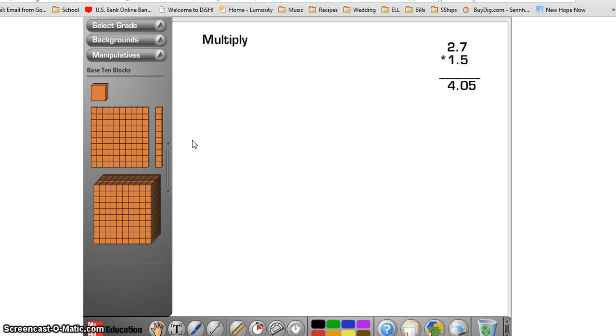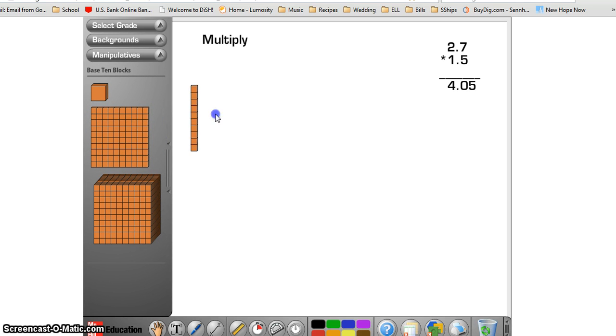When multiplying with base 10 blocks with decimals, it's really important to remember that you have to change your unit. Because if you use a flat as your unit, you're just going to have way too many flats, and then you're going to have to use the cubes here, and that's just not going to be helpful. It's going to be too much to do. You're going to have a lot of base 10 blocks.